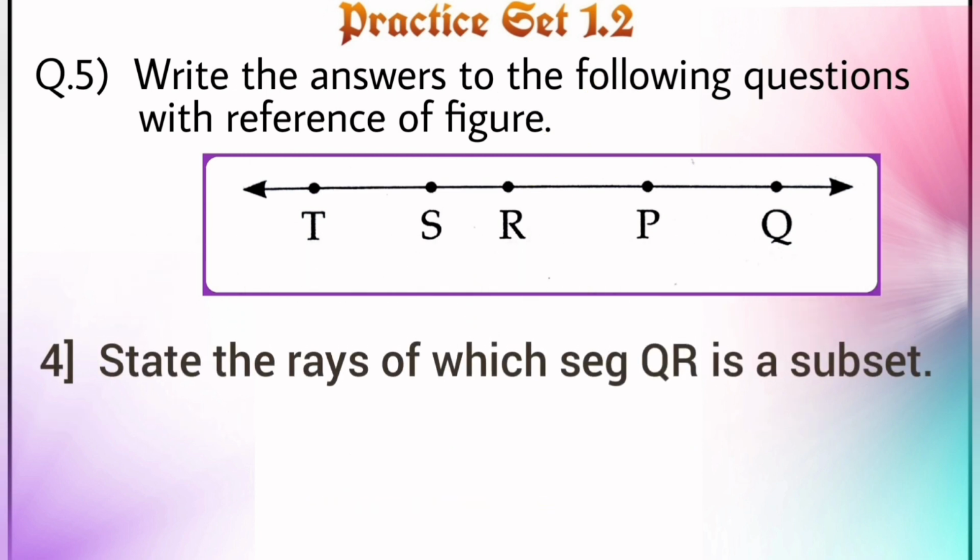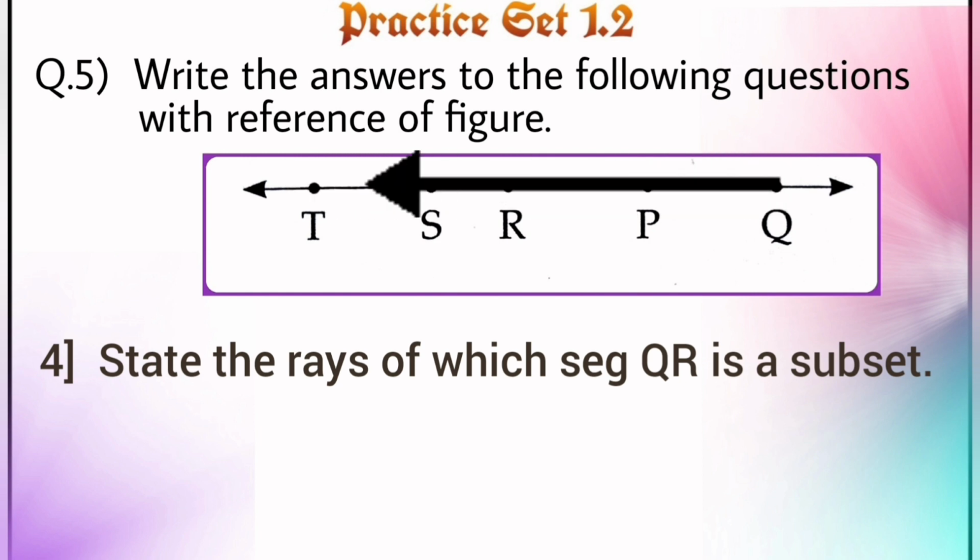Next, fourth one, state the rays of which segment QR is a subset. Subset means it is a part of which ray. When segment QR is a part of which ray. So here we have to write the names of rays. Okay, so if we consider QR as a ray.